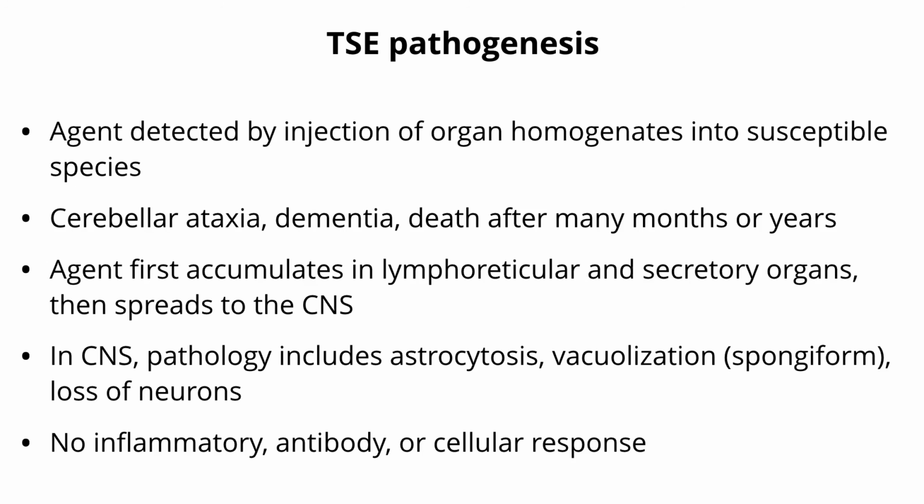We could reproduce TSEs by injecting organ homogenates into animals like hamsters and mice. This would result in difficulty walking, dementia, and death after many years. And when you inject the agent, it accumulates in the lymph cells, in the lymph organs, and then spreads to the CNS. And then in the CNS, the protein accumulates and causes the typical spongiform appearance of the disease. Now, very interestingly, this is an infectious process, but there's no inflammatory antibody or cellular response. No immune response whatsoever in these TSEs. And that should tell you probably what's going on.